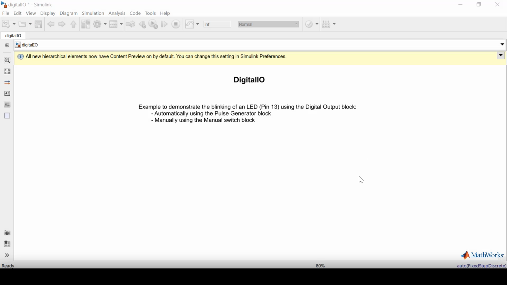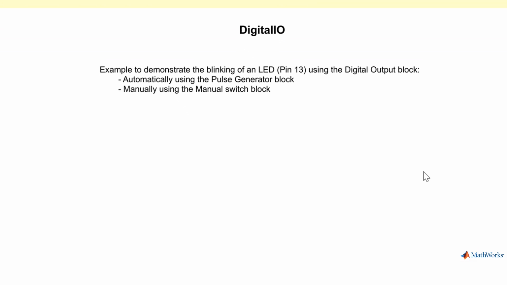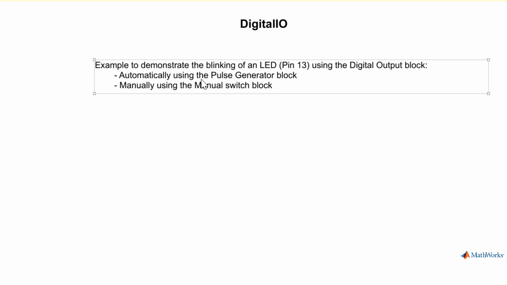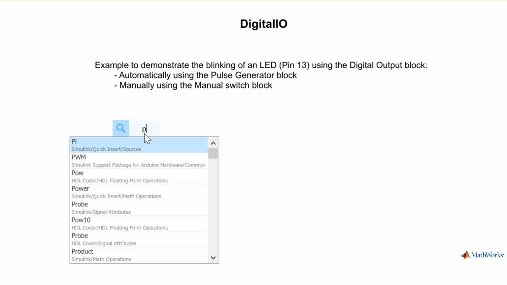So I will be demonstrating the blinking of an LED using the digital output block. I'll do it in two ways. One is automatically using the pulse generator block, and the other is manually using the manual switch block. So let's do the first thing.